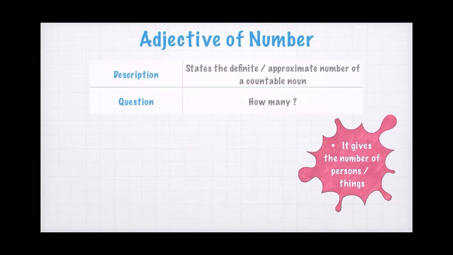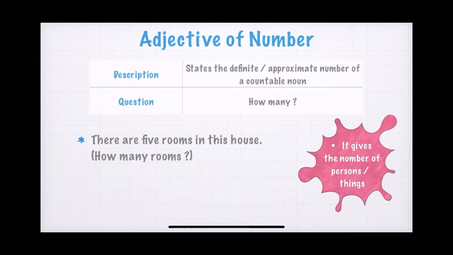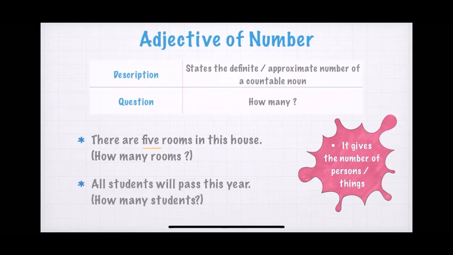Now let us look at some examples to understand adjectives of number. There are 5 rooms in this house. So if I ask you how many rooms, the answer is 5. So the word 5 is used to give a number to this particular noun room. All students will pass this year. How many students? All. So the word all gives the number to this countable noun students. So the words 5 and all are adjectives of number.